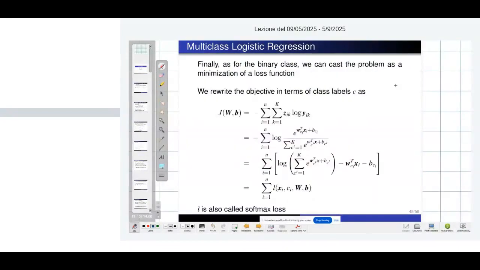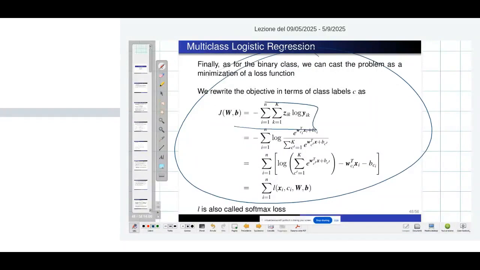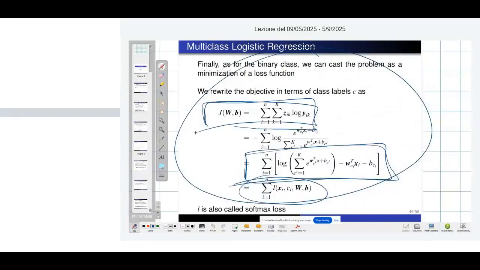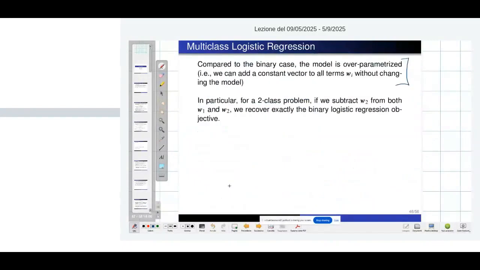Now, as for the binary case, we can represent the cross entropy as a loss computed over the samples. In this case, we will not see the details because casting it as a loss, which is called softmax loss, does not show us something particularly interesting, because looking at this expression doesn't tell us much more than just looking at the cross entropy expression. So we know that it can be expressed as a loss as well, but we don't have much to gain by doing that, so we'll just skip that.